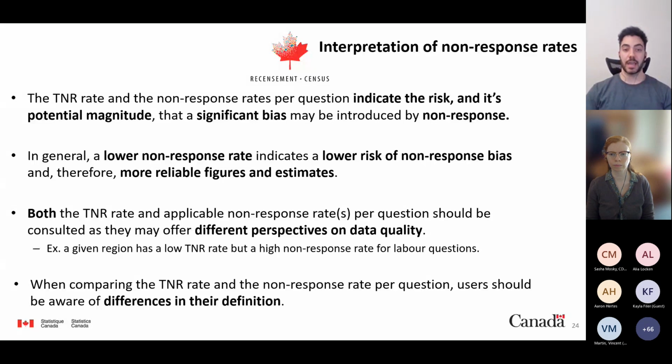However, both the TNR rate and the applicable question level rates should be consulted in unison as they may offer differing perspectives on the quality of the data. As an example, there may be a certain geography that has a very low total non-response rate, but for some reason, let's say their labor questions exhibit a very high non-response rate. When trying to do analysis and drawing inferences from labor data, we would want to exercise caution in this context. Lastly, when comparing the TNR rate and the non-response rates per question, users should be aware of how they differ in terms of their definitions.